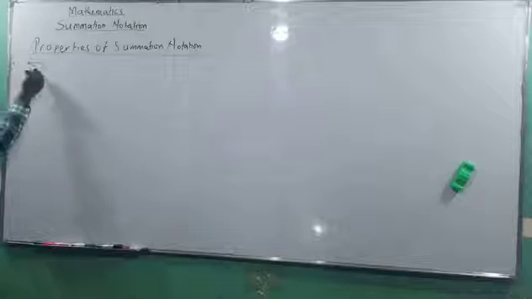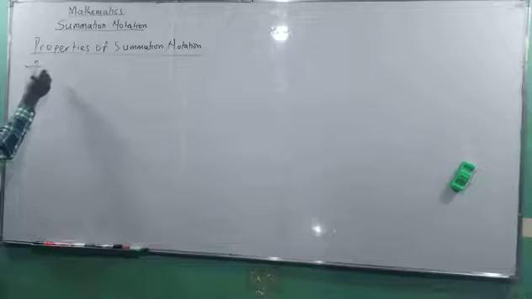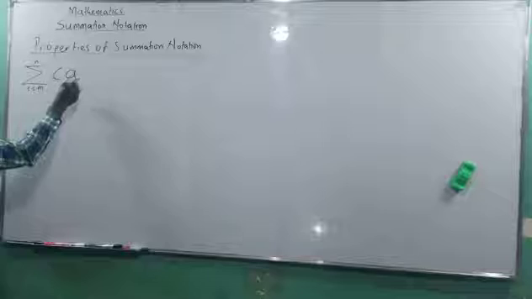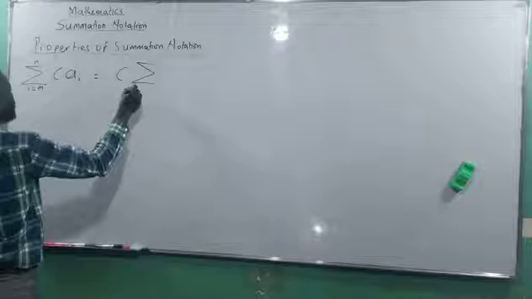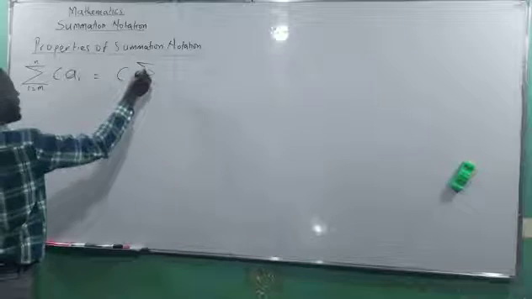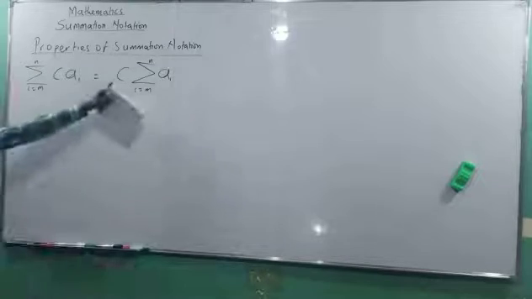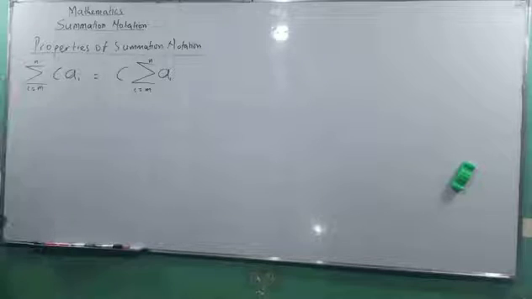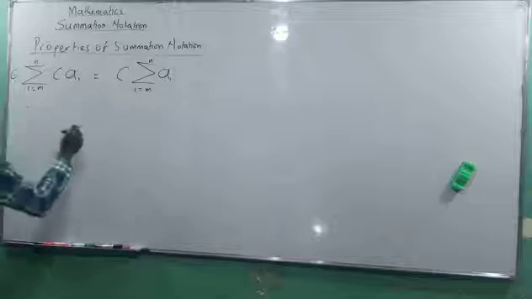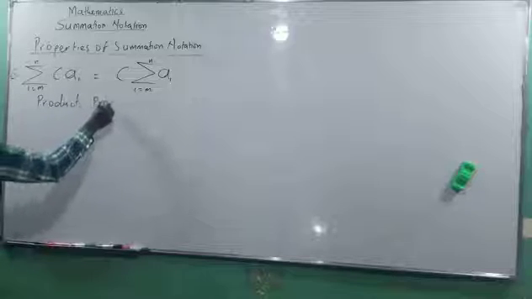Now when I have the summation from i to n of c times a of i, this can also be written as c times the summation from i to n of a of i. Don't forget that c is an arbitrary constant; it is a constant anyway. You don't know what is called a constant? Another thing you need to know: this is number one, number two, we call it the product property.